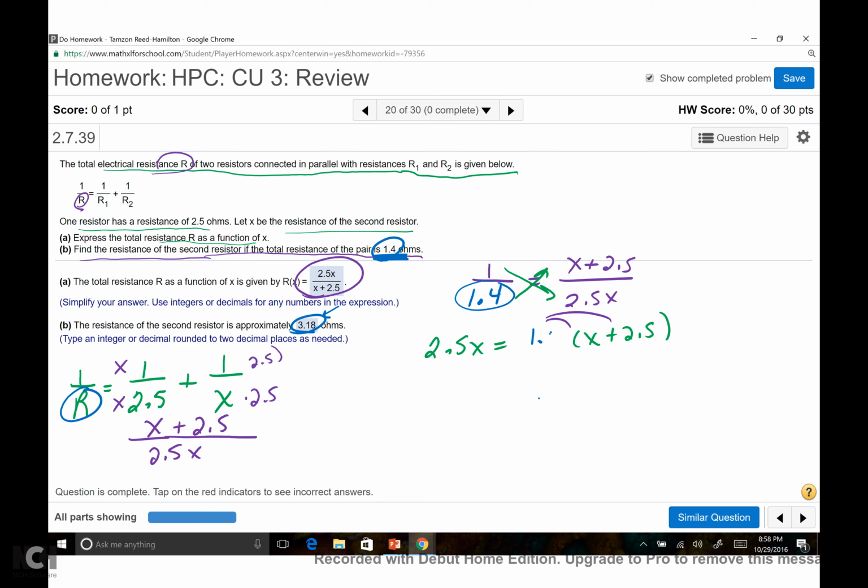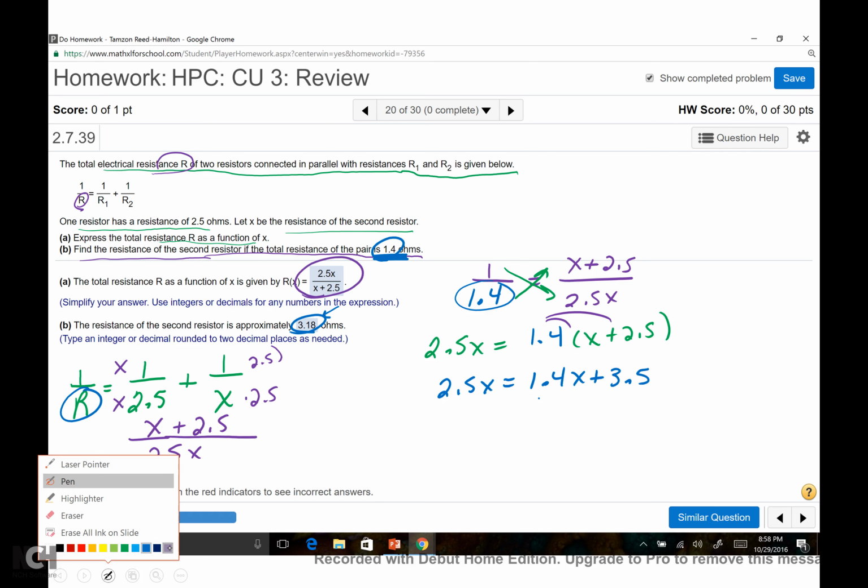So that's going to be 1.4 times x plus 2.5. So we got 2.5x equals 1.4x plus 1.4 times 2.5 is 3.5. I knew I screwed up because I was going to get a negative answer, and that would not make any sense in the context of this problem.